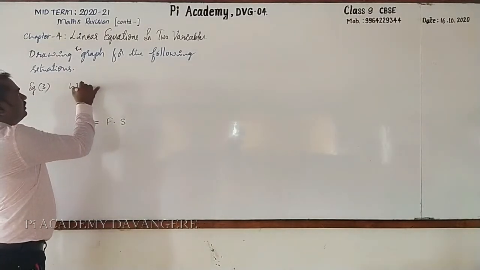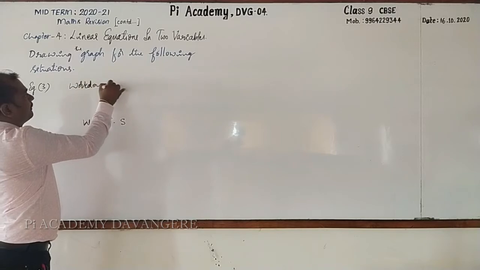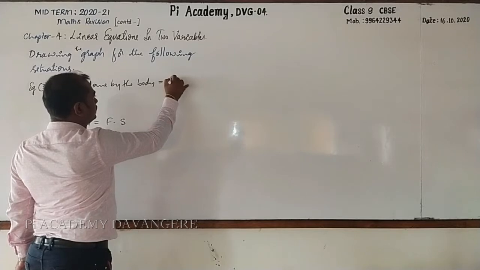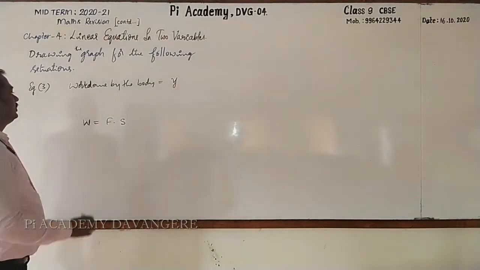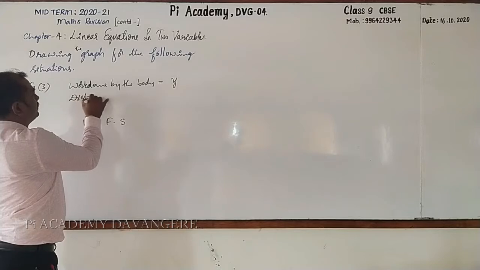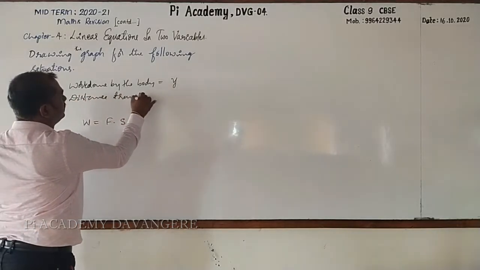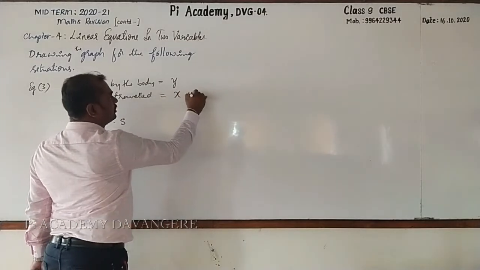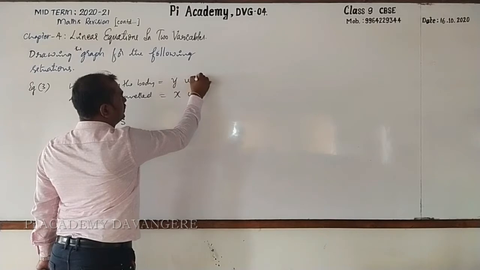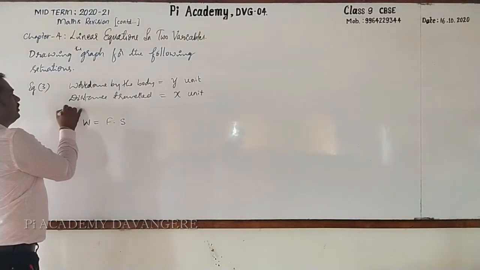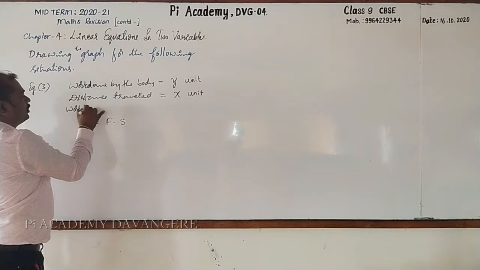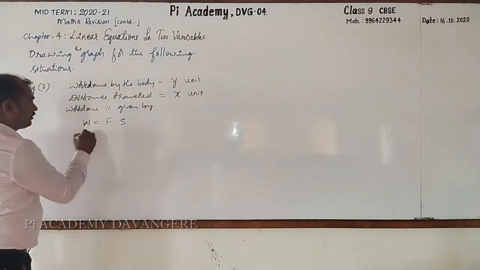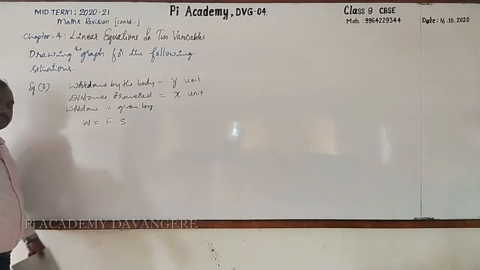Here, let us take the work done by the body as y, and the distance travelled by the body as x, or you may write x unit, y unit. Then work done is given by W equal to F into S.